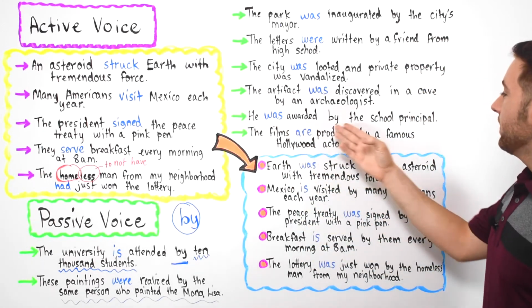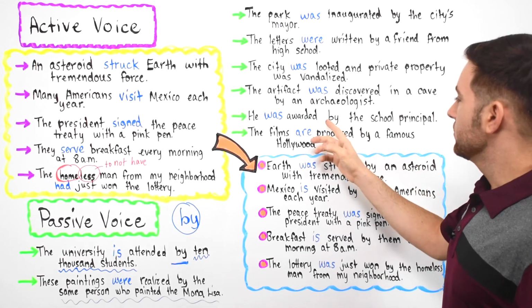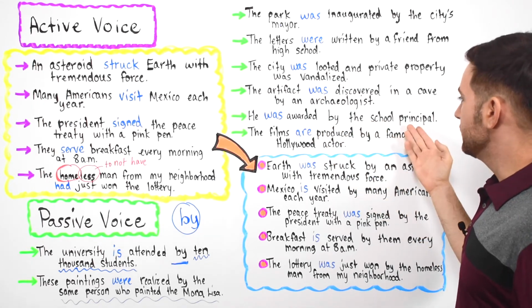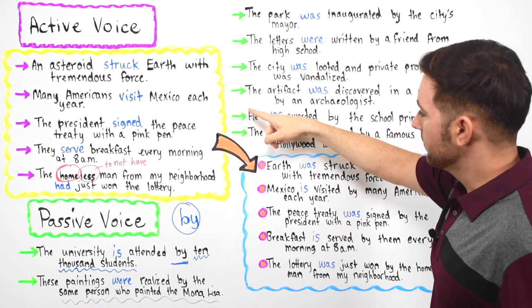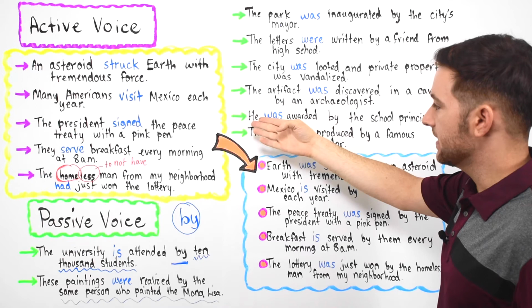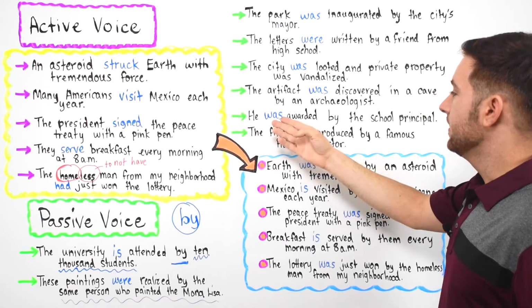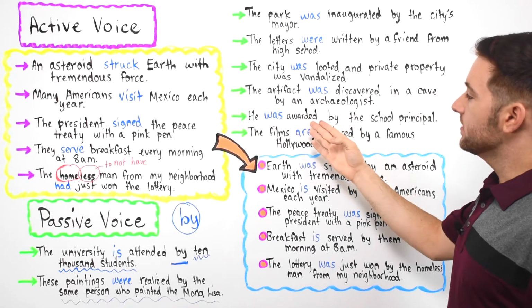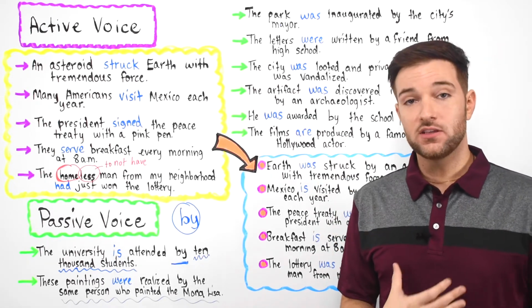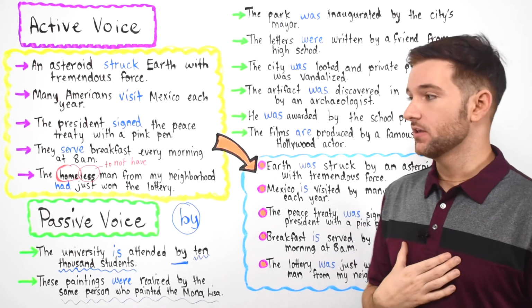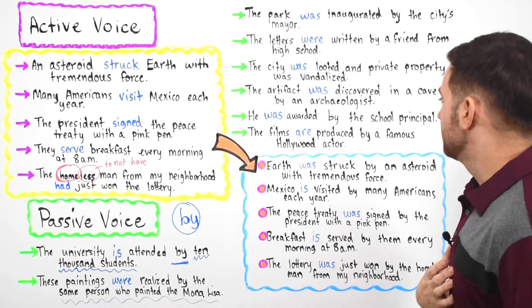He was awarded by the school principal. Okay, so the school principal is the agent, and the action is acting upon him, whoever he is, in this case a student, I believe. He was awarded. Awarded is something that you receive with respect. And when you are awarded with something, you feel proud, you feel happy, you feel accomplished.